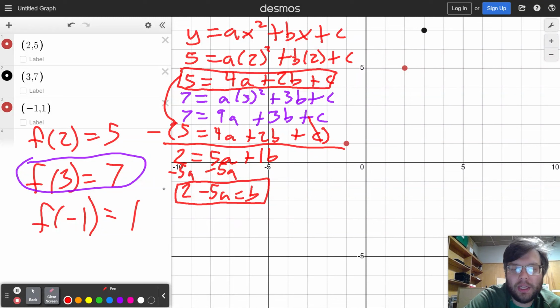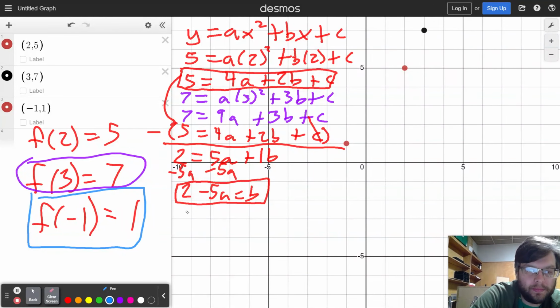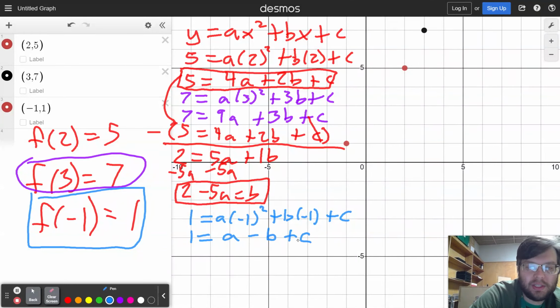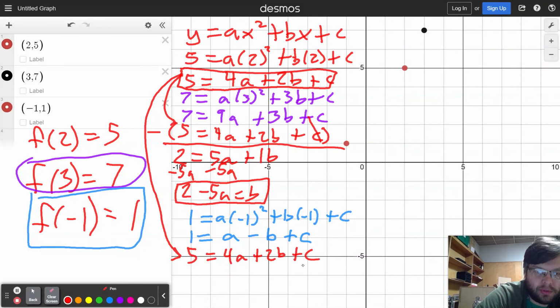Cool. Now I'm going to take that and use the third piece of information that I haven't used yet. f of negative 1 equals 1. 1 is a times negative 1 squared plus b times negative 1 plus c. That means 1 is a minus b plus c. Let's just go ahead and grab my red equation again, bring it down here. 5 equals 4a plus 2b plus c.